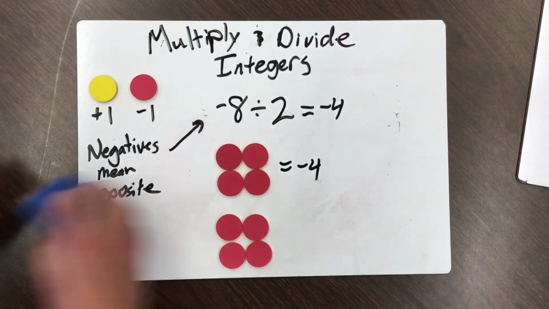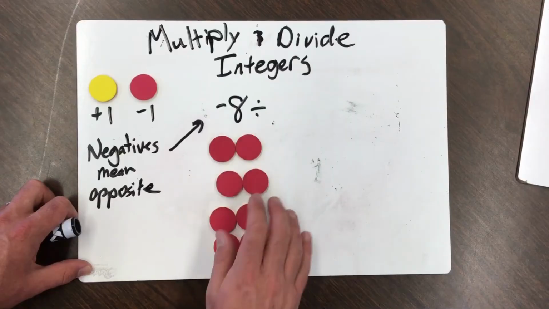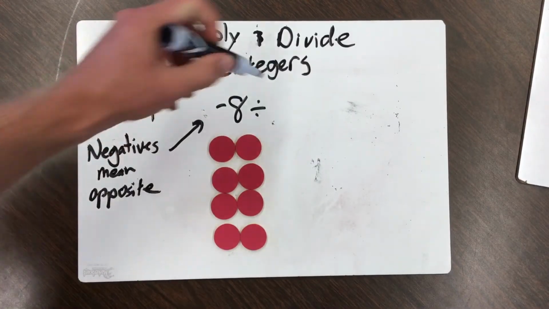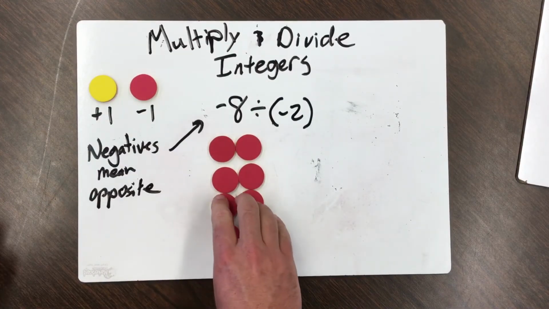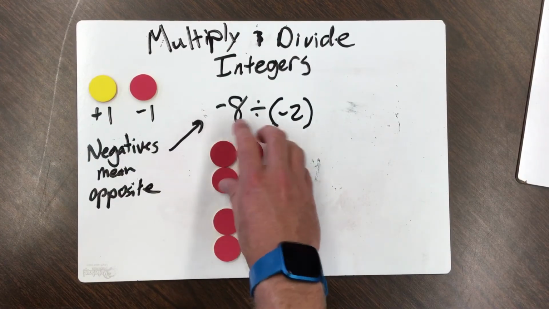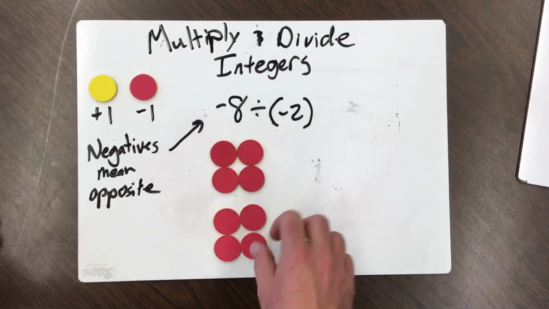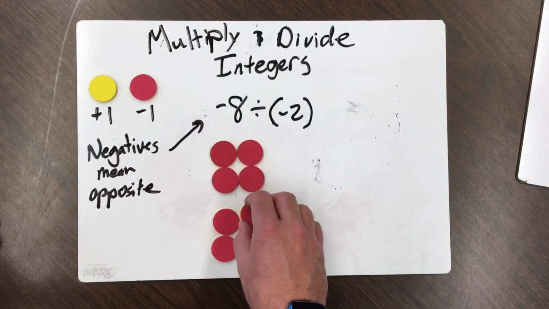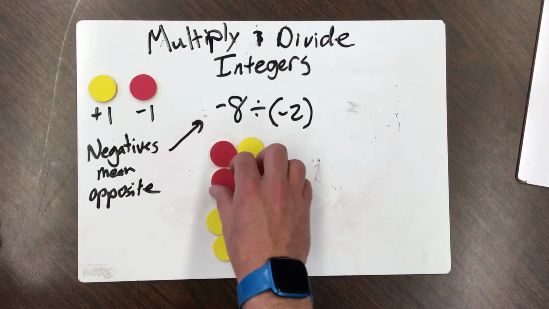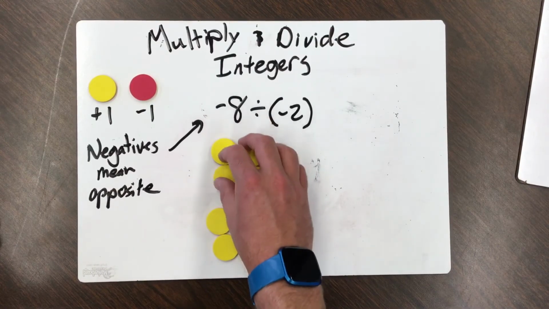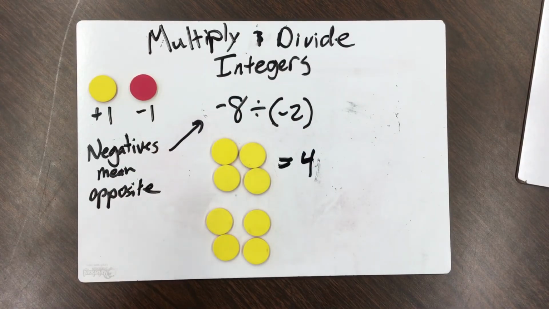And what we're going to see is that if we change this part of it, so we start off with our negative 8, and now we end up dividing it by negative 2, we will have to break it into 2 groups. And we're wondering, how much again is in each group, but that negative sign means we must do the opposite. And so that's exactly what we do: we flip over every single one of these, and what we get in one of these groups is a group of positive 4.